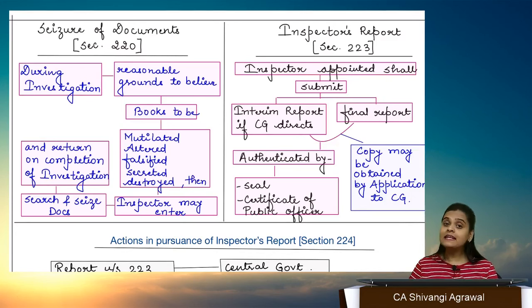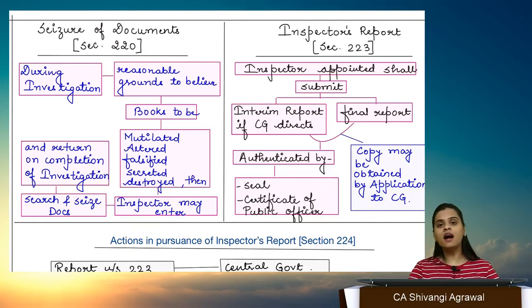However, when the investigation is being carried out by SFIO, then what report has to be submitted, in what manner, what actions shall be taken after submission of the report, all that part is given in section 212 itself. Okay. So section 223 as well as section 224, it is about investigation. It is for the cases of investigation except section 212, that is SFIO.